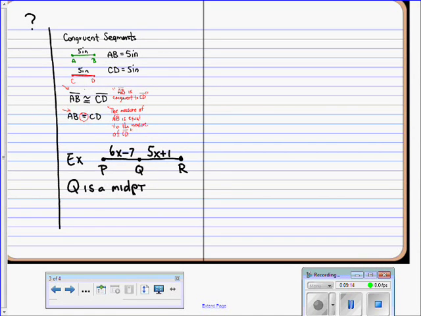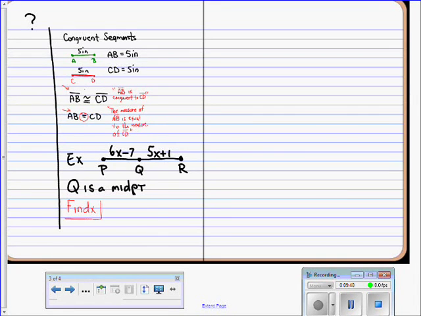Okay, so we're given this problem here. It looks very much like the problem we've been working at, but here's the thing. It doesn't tell me how long it is from P to R like the other ones. But it does give me another clue. It says Q is a midpoint. Now, I've abbreviated the word midpoint there, MIDPT, but Q is a midpoint. A midpoint is exactly in the center of 2 points, okay? So if Q is a midpoint, that means the distance from P to Q is exactly the same as Q to R.